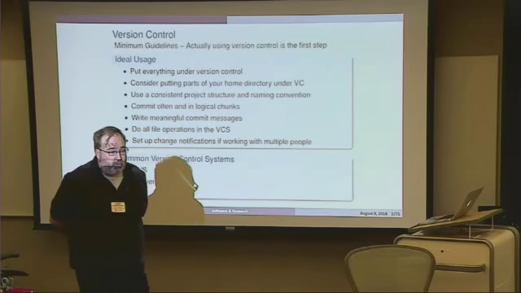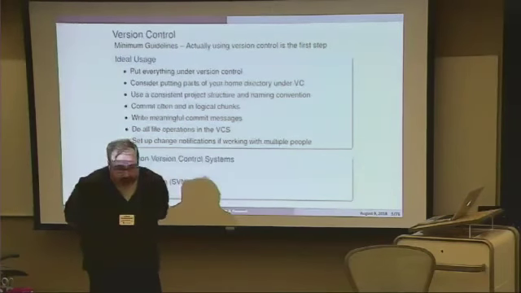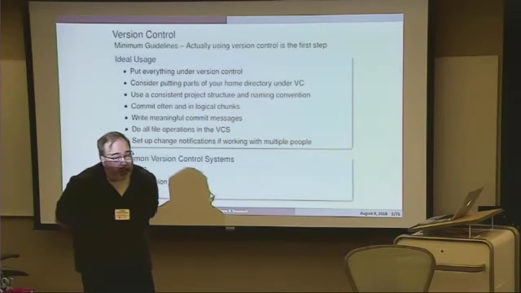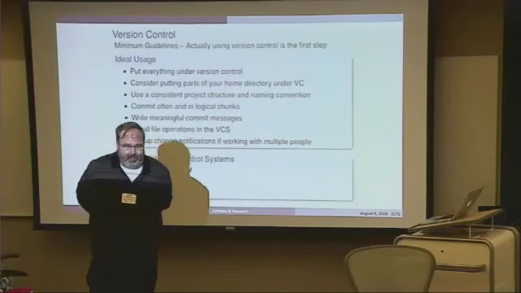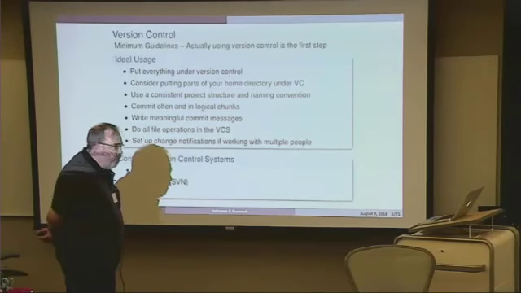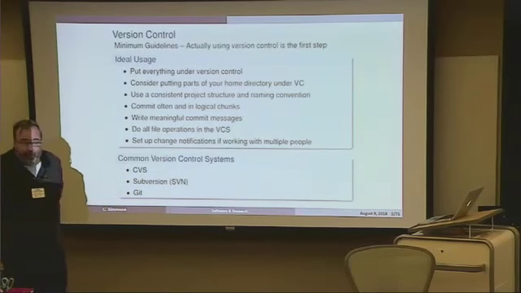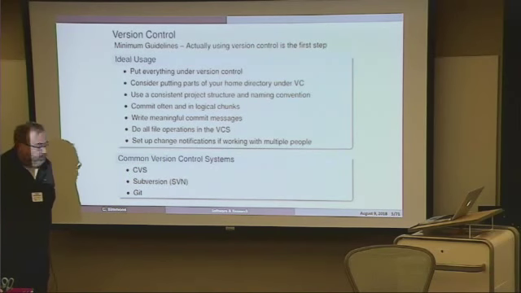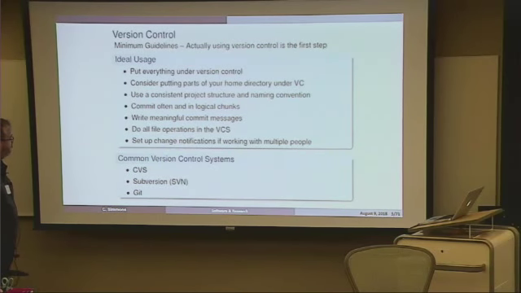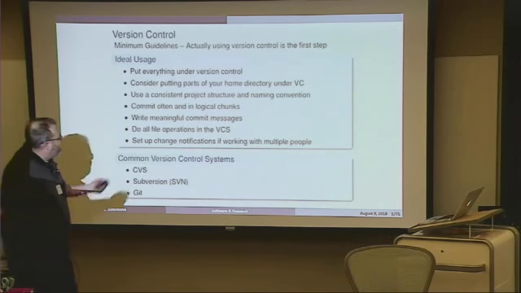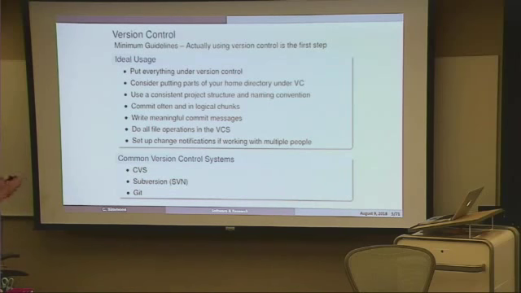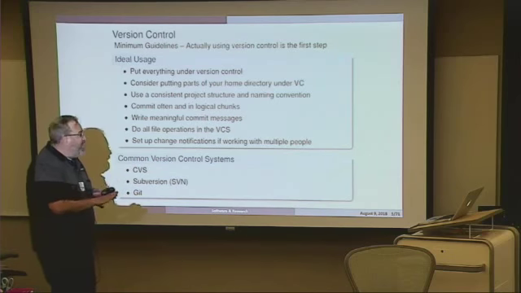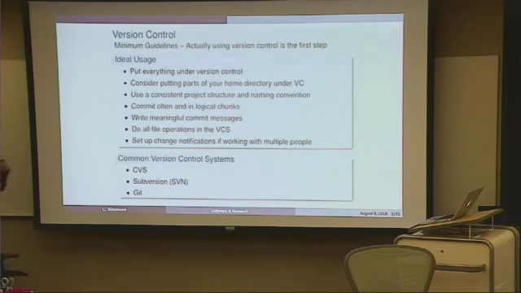So version control is not hard. Web designers do it. My 12-year-old son started to do it. He's now 16 and contributes on GitHub. But when he was 12, he was doing his math homework in LaTeX and keeping it under version control. The standard conventions for version control: use a consistent project structure, commit often in logical chunks, write meaningful commit messages.